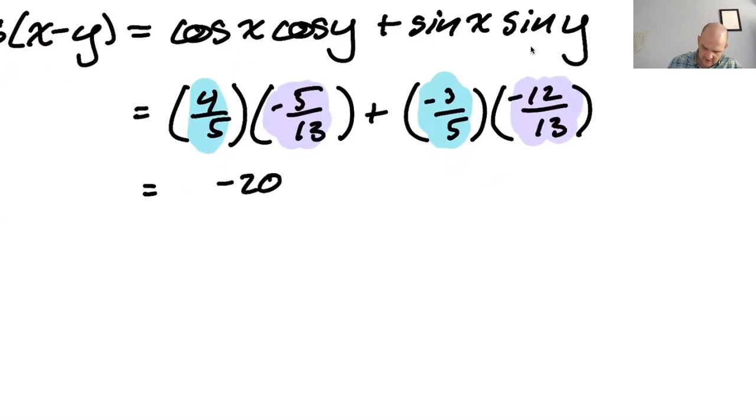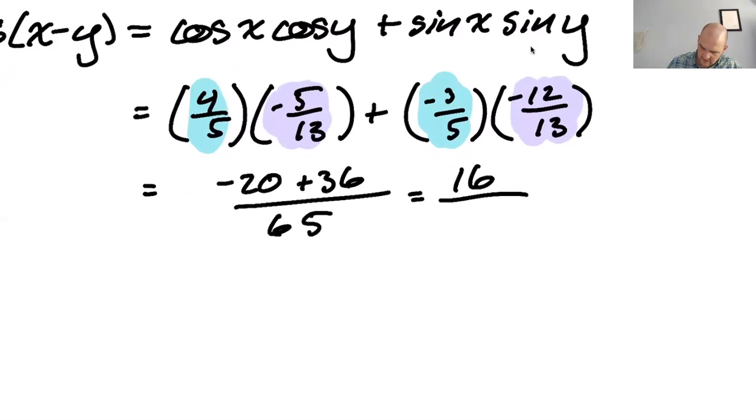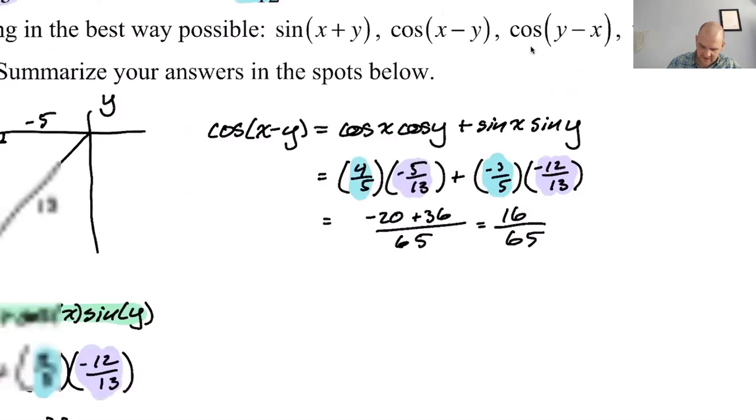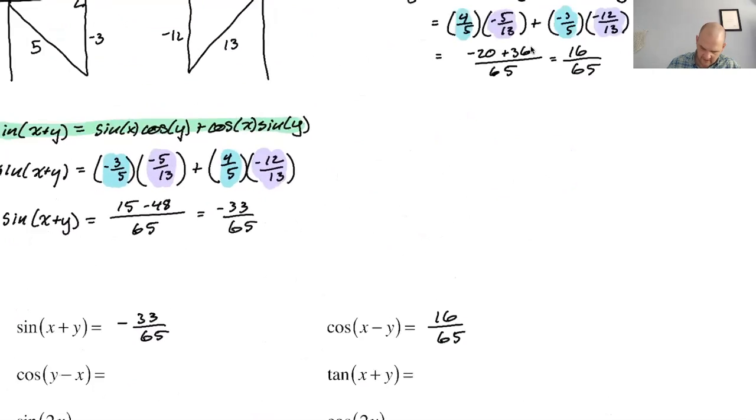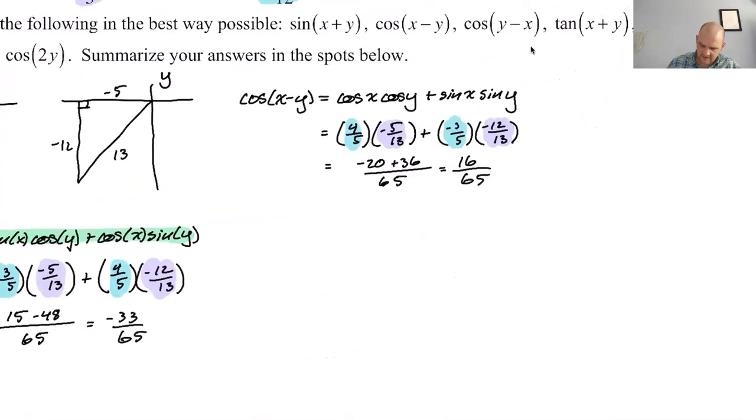And this is negative 20 plus 36 over 65. So I get 16 over 65. We'll actually check these at the end. So that's cosine of x minus y, 16 over 65.